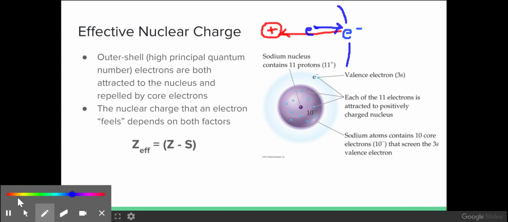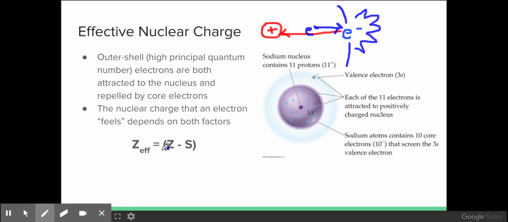For any outer shell electron in an atom, we can calculate or approximate the effective nuclear charge. This is a general equation. It really doesn't follow every element. Every element does not follow this rule. But a general approximation of the effective nuclear charge that is being exerted on the outer shell electrons is the Z, or the atomic number.